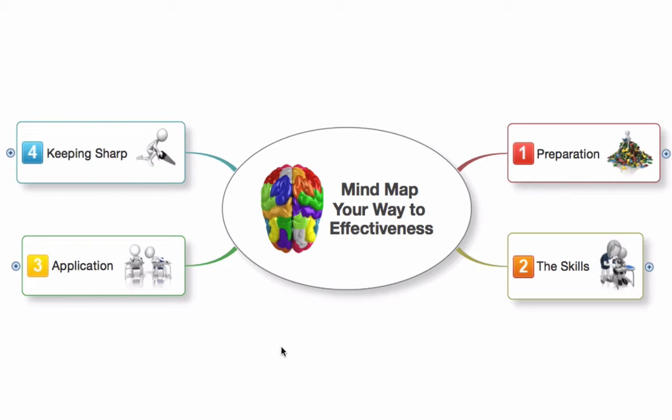Now in this video, I'm going to use the same four phases to show you how you can mind map your way to effectiveness. And I'm going to introduce you to 10 steps that you could use to develop your own learning management system or your own learning management program.